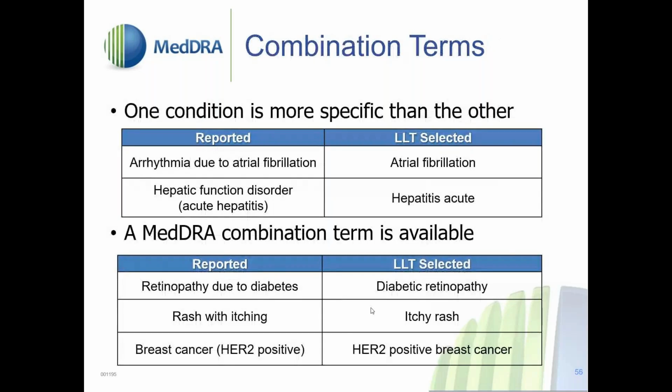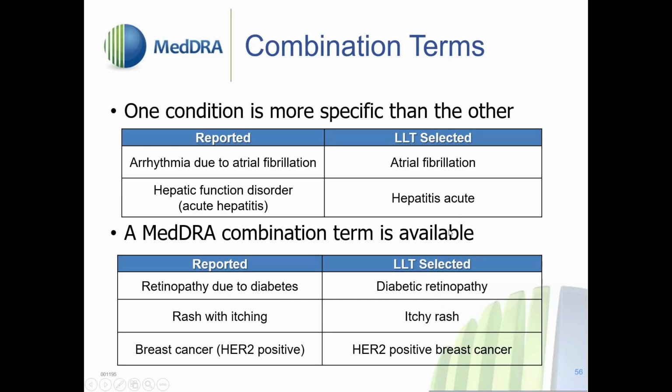Okay. So here comes the next advanced coding principle, combination terms. The first example on the slide refers to such a term, but not to a diagnosis with signs and symptoms as we saw earlier, but to terms that relate to the same overarching medical concept, but where one is more specific than the other. So here we have two examples. Arrhythmia due to atrial fibrillation. Atrial fibrillation is the more specific type of arrhythmia, so we would code this verbatim to atrial fibrillation because atrial fibrillation is an arrhythmia. Hepatic function disorder that is specified as acute hepatitis. Again, we code to the specific type of hepatic function disorder, the acute hepatitis.